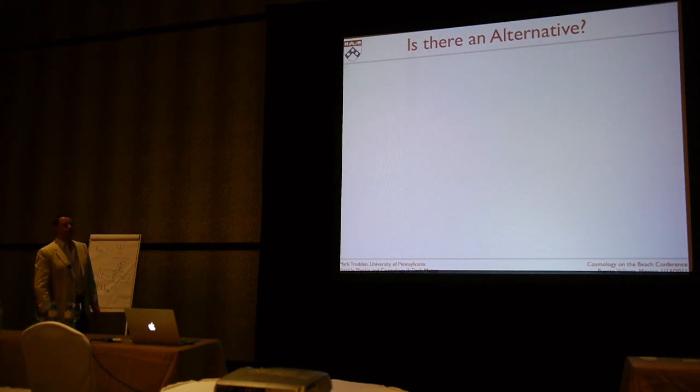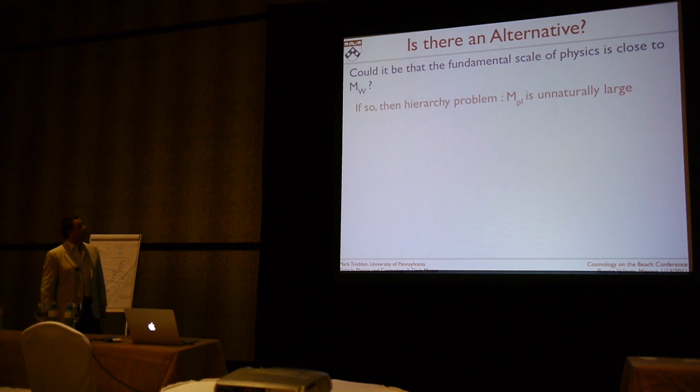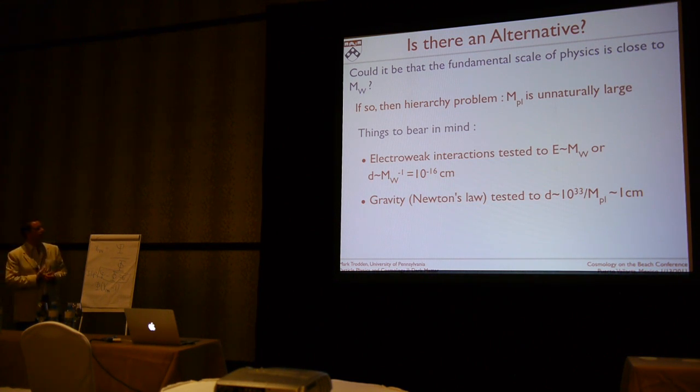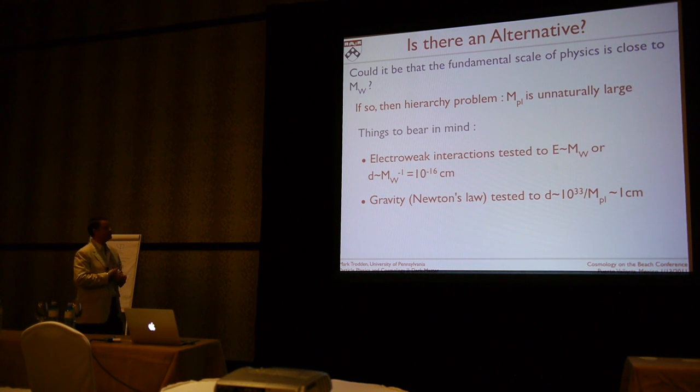Now, is there an alternative? Well, could it be that the fundamental scale of physics is close to the weak scale? If so, then the hierarchy problem, as I already mentioned, is why the Planck mass is so big. Things to bear in mind are that electroweak interactions are tested down to ridiculously small distances because we have colliders. Whereas gravity, this thing that I'm claiming is unnaturally large, the Planck mass, is only tested down to about, I'm being loose here, a tenth of a millimeter or something like that, half a millimeter.